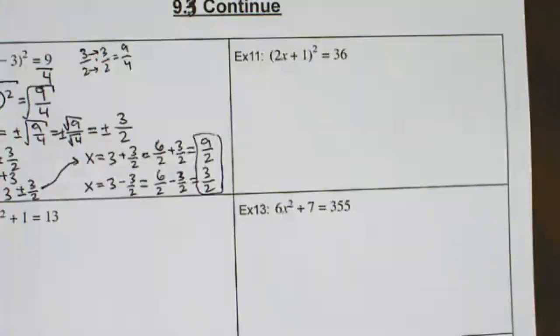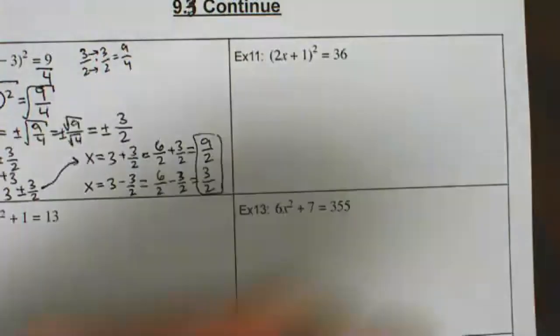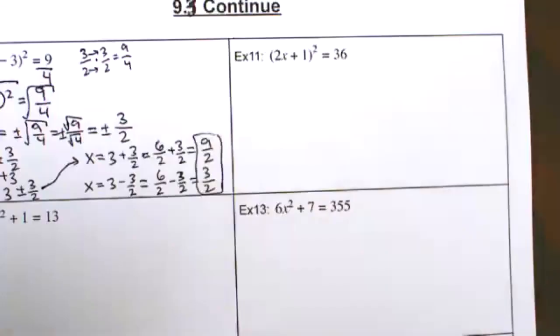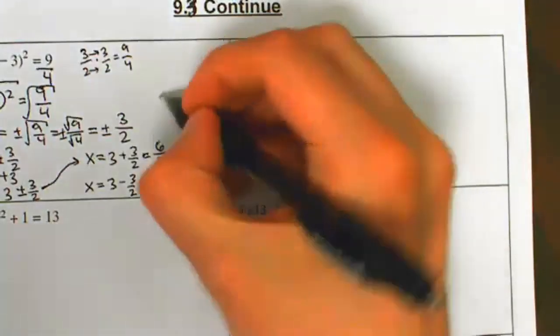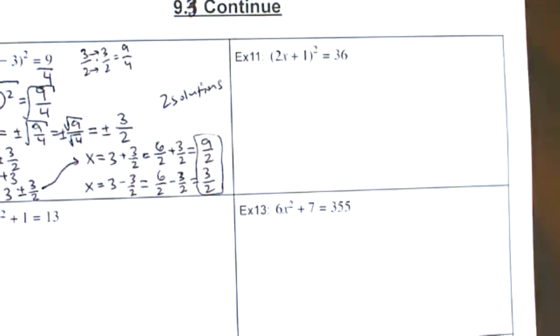Okay, so we've gone through the basics of solving quadratics using square roots when they're of the form ax squared plus c. That was our original question. We've also already taken a look at how many solutions we have. In that last example we did, we ended up with a conventional case of 2 solutions. But now we're going to get into some additional examples.